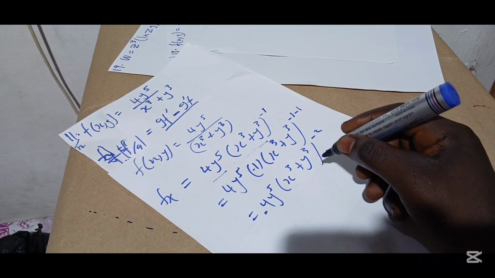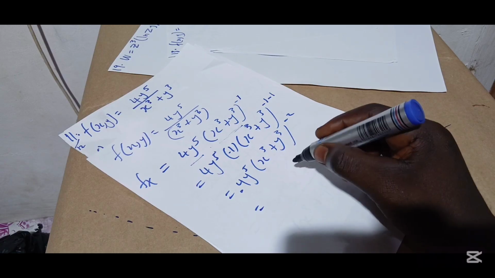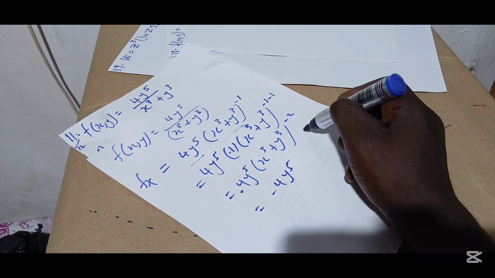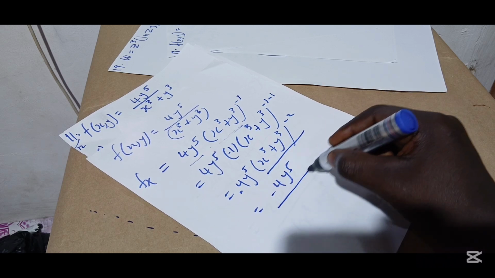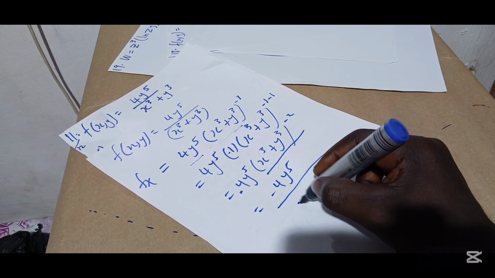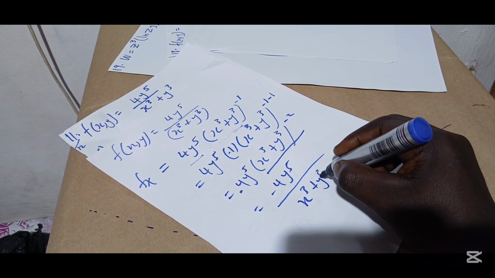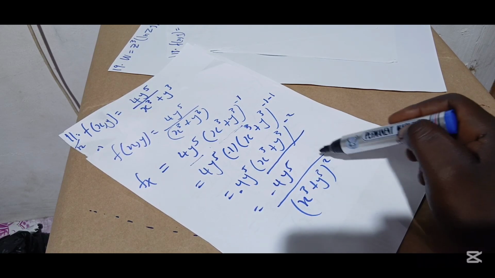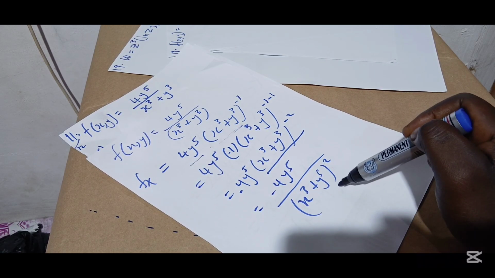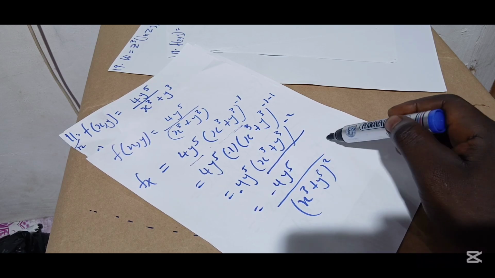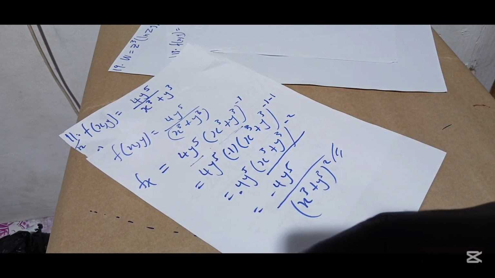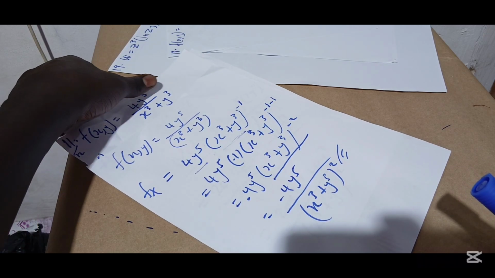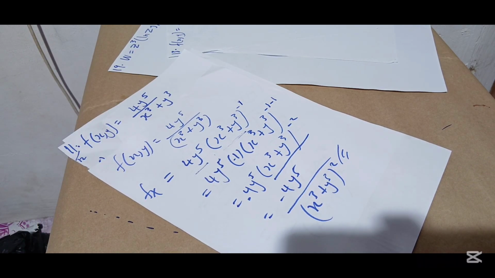So going further, we have 4y to the power 5. This term here is an inverse, so we can bring it down or decide to leave it that way. Plus y to the power 3, to the power 2. The minus sign makes it an inverse. So I carry it down and it becomes positive, right? So this is our final answer for differentiating this function, f(x, y), with respect to x.